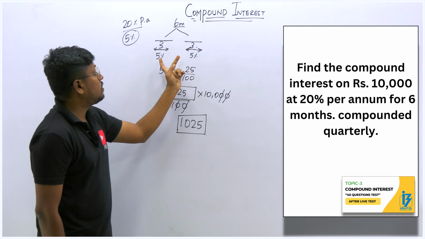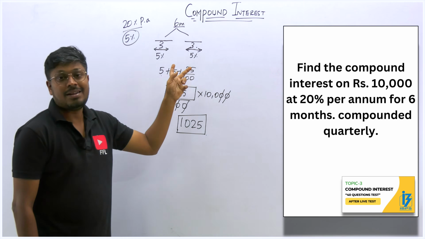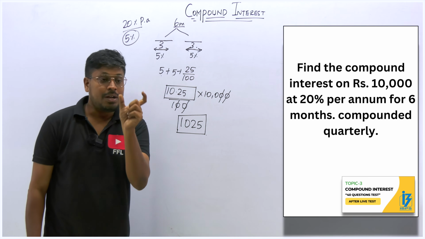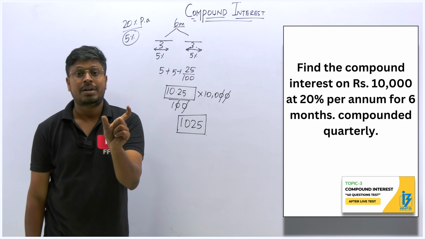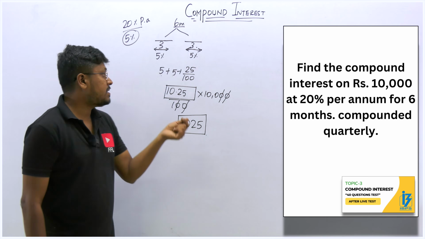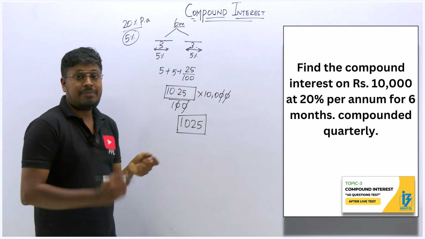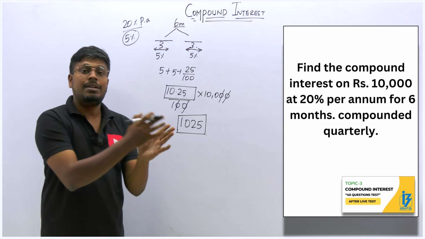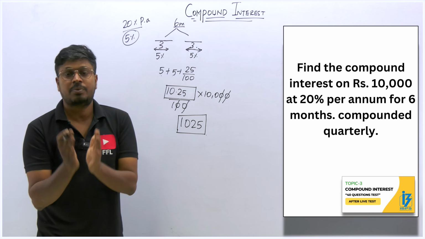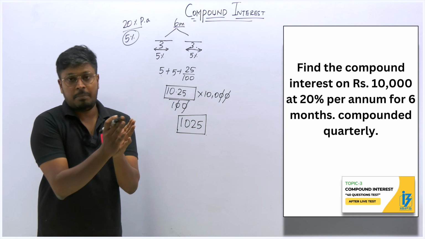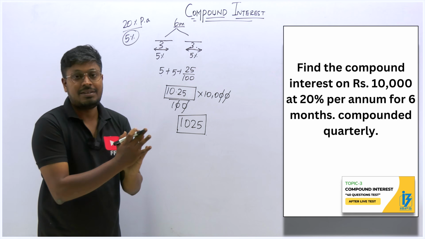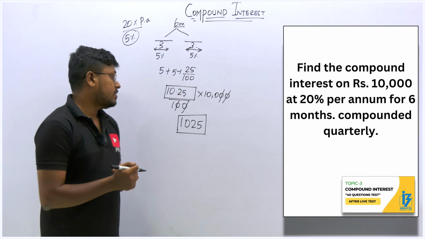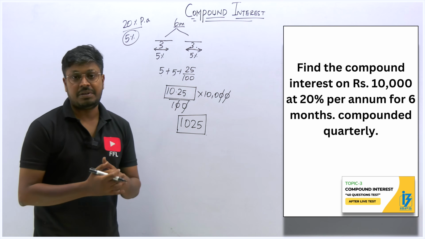So we have initially found the total percentage of compound interest the person received. The total percentage is how much? 10.25%, and we know the amount he invested is 10,000. So for 10,000, 10.25% is 1,025 rupees. That will be the compound interest the person is going to receive after 6 months, right? So this will be the answer for this question.